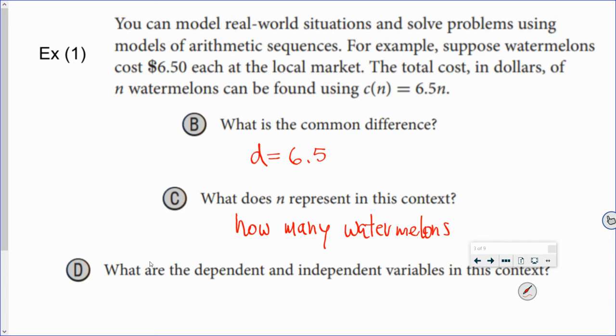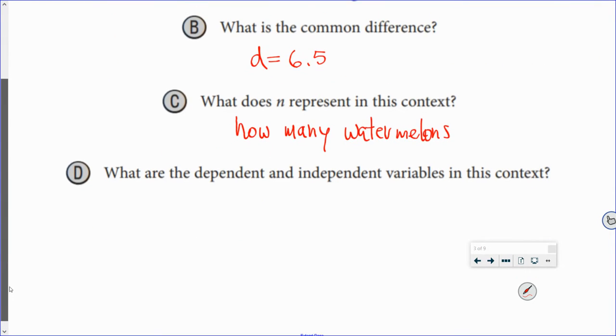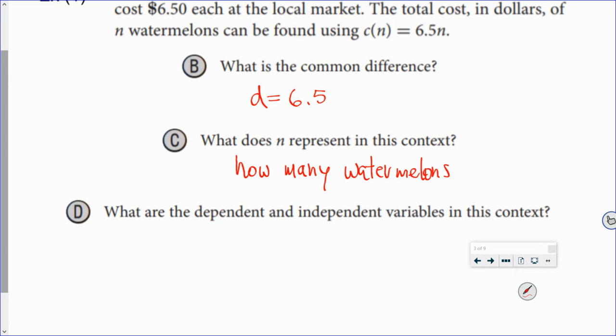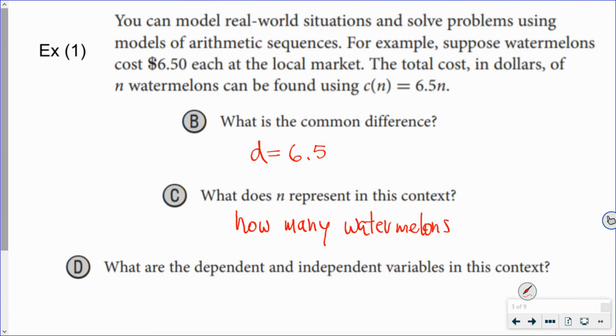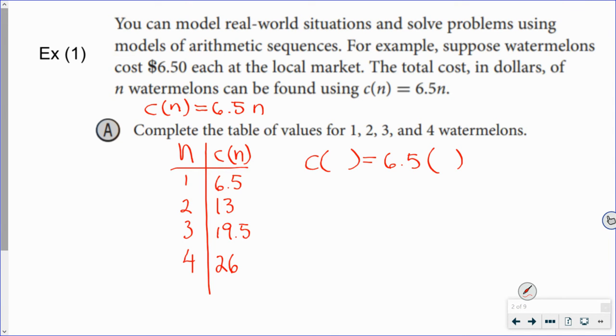And then what are the dependent and independent variables in this context? So what is the independent variable? Here's the deal. I don't really even have to think about that if I look at my table. My independent variable is my input. Got it. So my independent variable, if I'm looking at the table, is my input. What's my input?